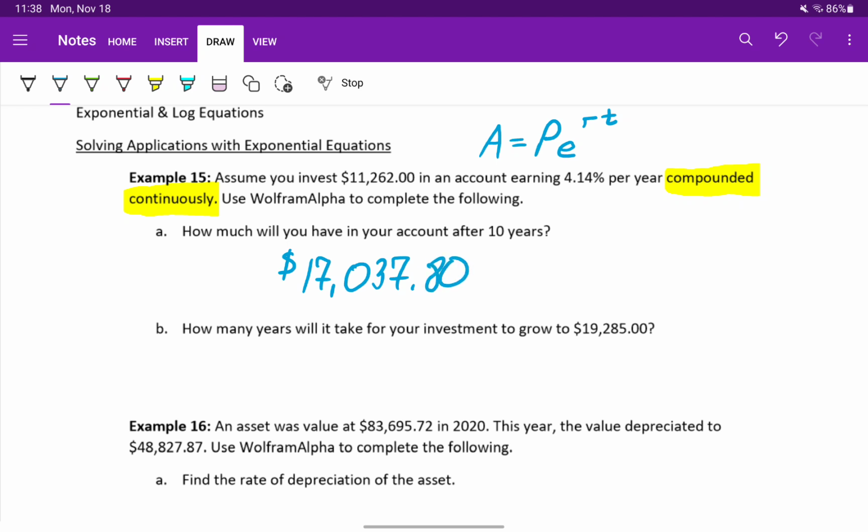And then in part B, we're asked how many years will it take for your investment to grow to $19,285. Now we have a slightly different problem because what we're looking at is finding how many years it will take. So instead of in part A, capital A was the value we were after, now t is going to be the time that we're after.